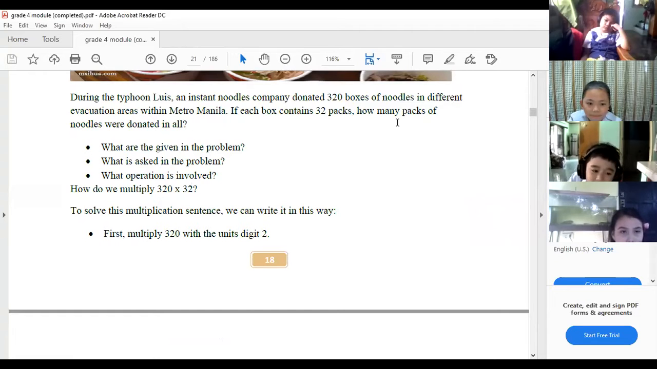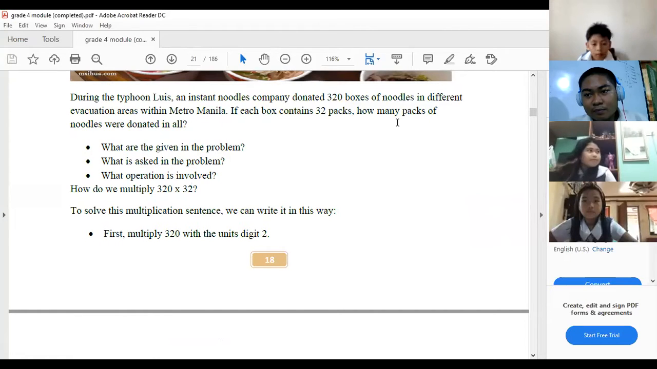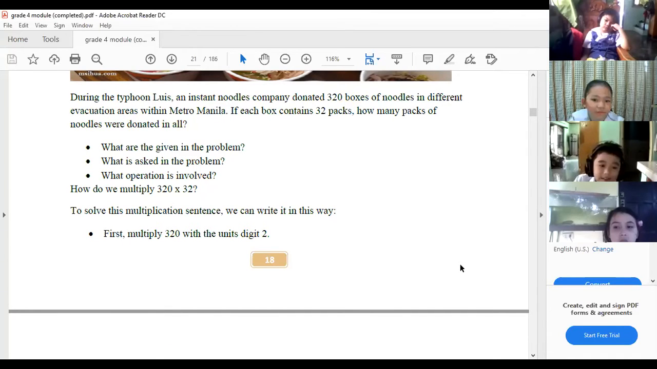During the time... Okay. Instant Noodles Company donated 320 boxes of noodles to evacuation.